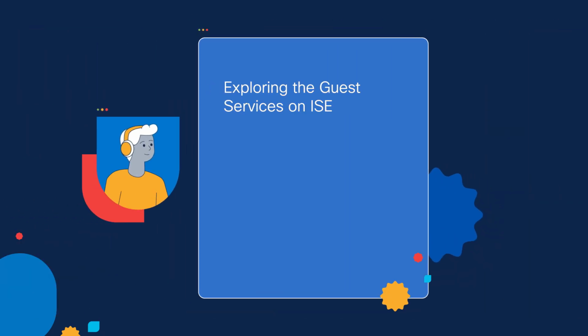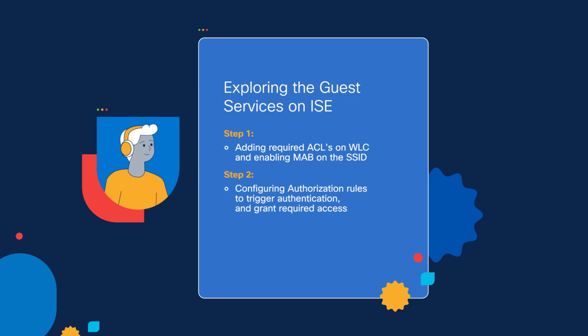So let's go ahead and look at how ISE services can provide that for you on your network. In order to configure guest access on the Cisco ISE, we're going to go through 3 steps. First, we're going to add the required ACLs on the WLC and enable the MAB on the SSID that the user will use to gain access to the network. On step number 2, we will configure authorization rules to trigger the authentication and grant the required access. And on step number 3, we will verify the results using the logging.